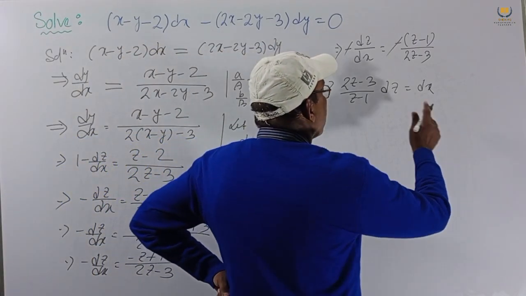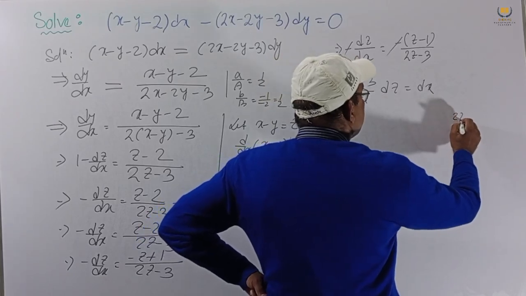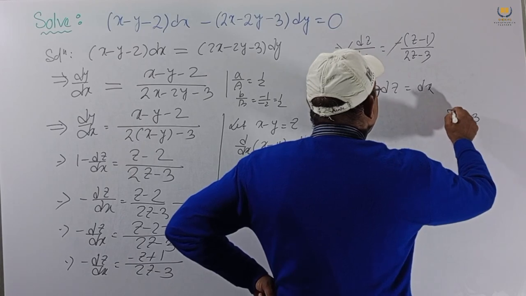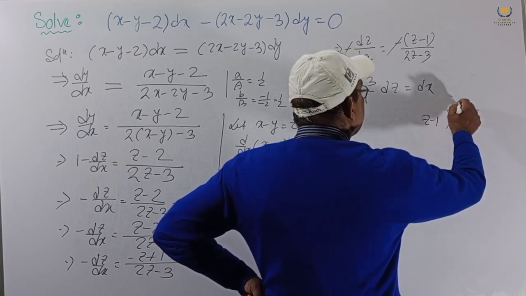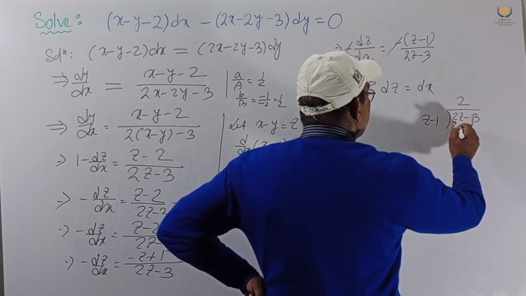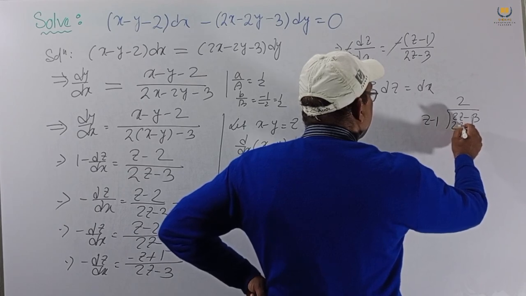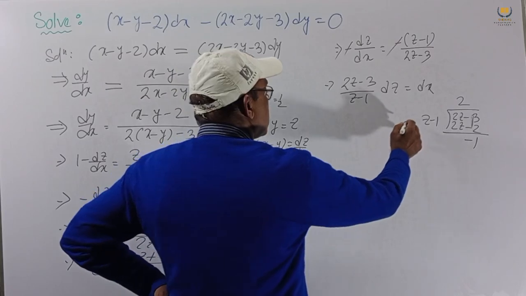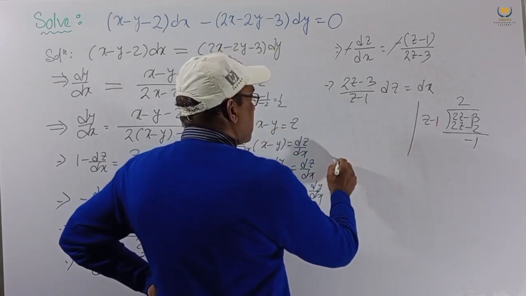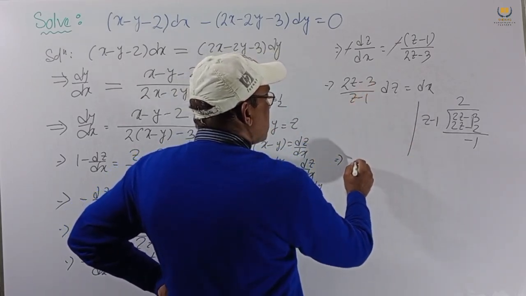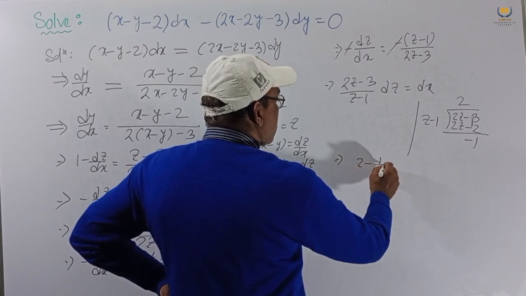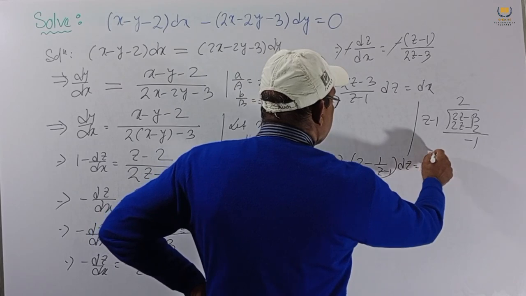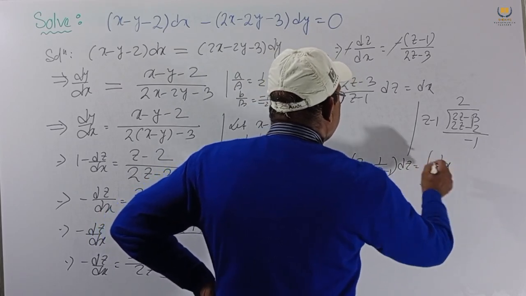Now we divide this one, 2z minus 3, dividing by z minus 1. Then this is 2z minus 2, this one minus 1. So this implies we get 2 minus 1 by z minus 1 dz, this is dx.